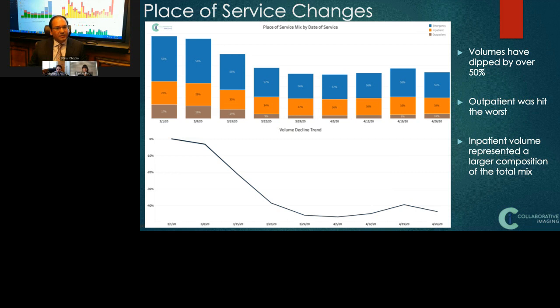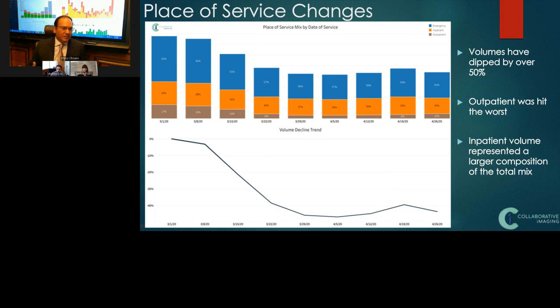So if we look at the place of service changes as to what's happened in the industry since COVID came about, you can see at the top chart there is a dip in volume. But what's happened is the ER volume has stayed pretty consistent. Inpatient volume has actually increased and represents more of the entire patient mix. And the outpatient, which is the brown, has gone down dramatically.